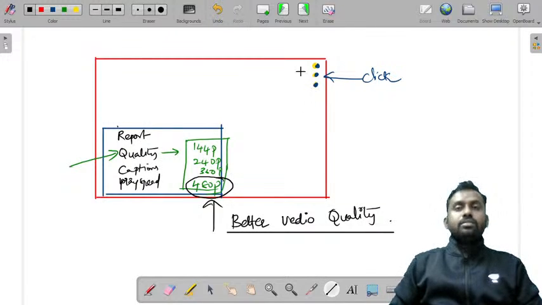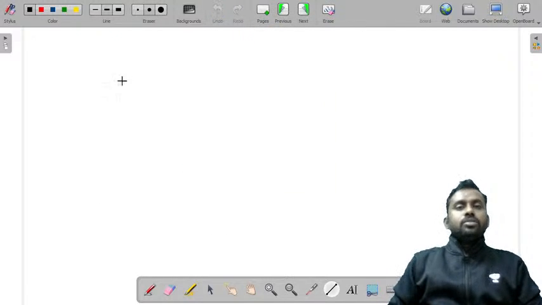Nagesh, good evening. Welcome to the Circuit Theory Crash Course, and we are discussing theorems today, Thevenin's and Norton's theorems. So let us start with Thevenin's theorem.